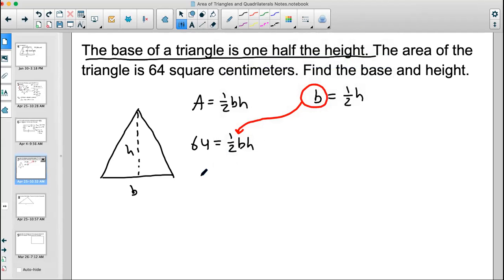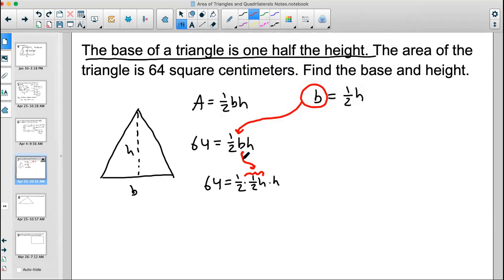So instead of writing B here, I'm going to write 1/2 H. I'm going to rewrite everything else. B equals 1/2. And now instead of B, I'm writing 1/2 H, still multiplied, times 1/2 H, and then times H. So just to restate, the thing that I replaced here was this.